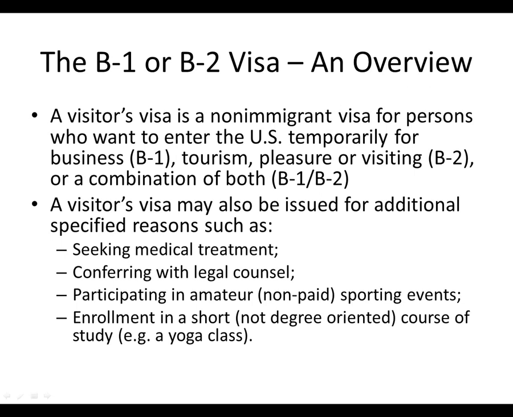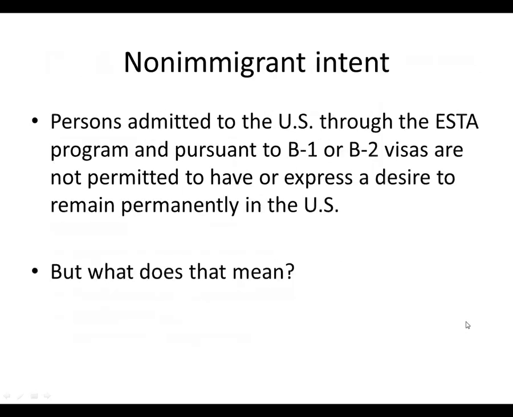You can come to the United States on a B visa to seek medical treatment. You can come to confer with legal counsel. To some extent, you can come to visit a school that you're thinking about attending. You can participate in amateur sporting events, and the yoga class is sort of my classic example, but it could be a cooking class or any other class that's not degree-oriented. You can also come to the United States for that explicit purpose.